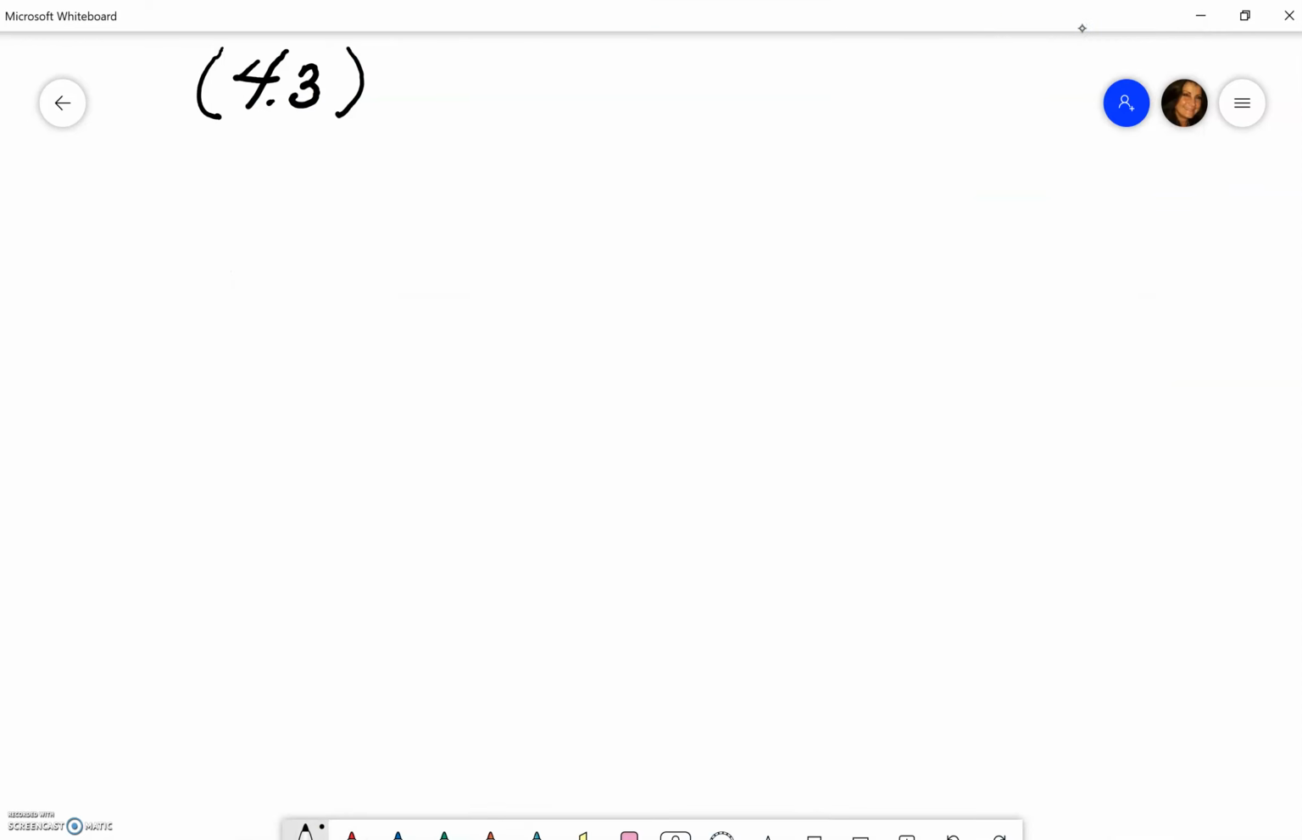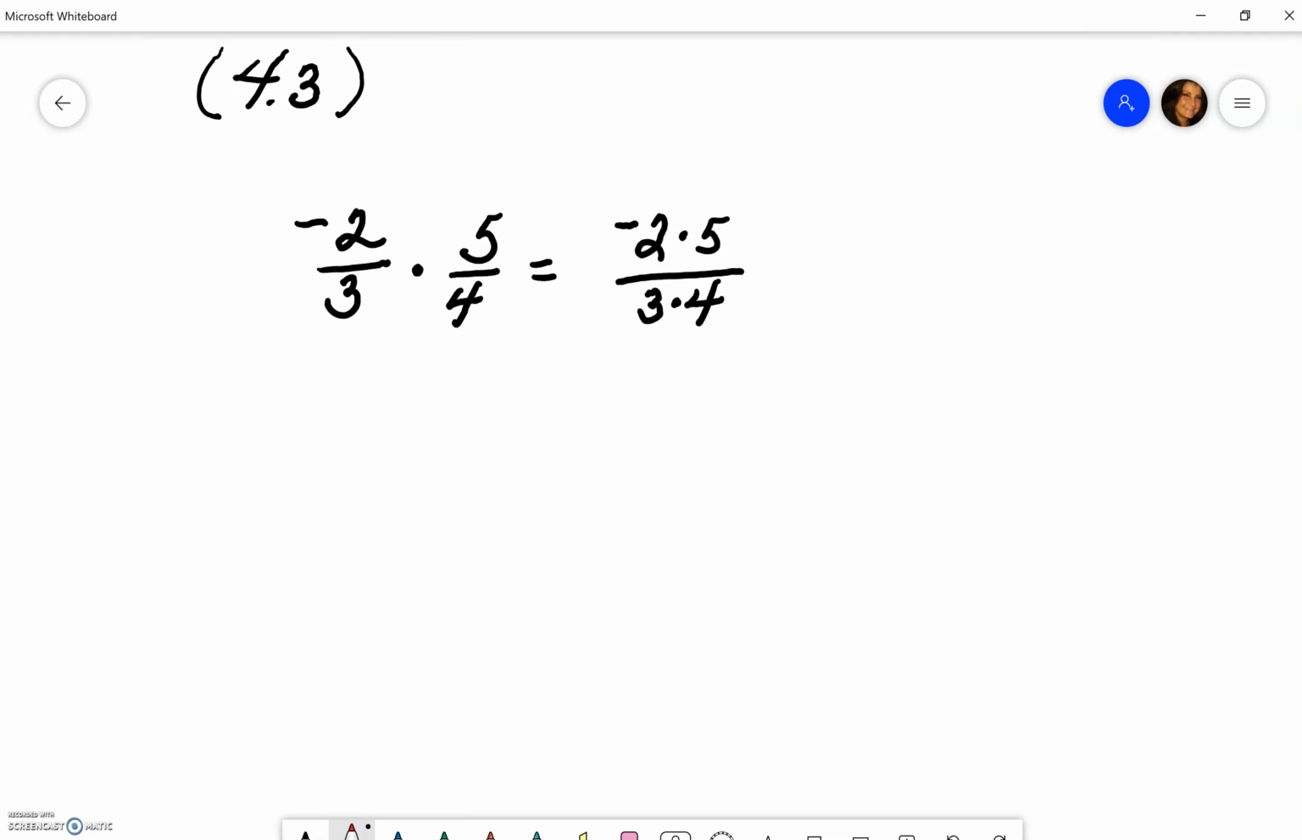Number 2 in 4.3, I have negative 2 over 3 multiplied by 5 over 4. The first step is to always rewrite it as one fraction. So I'm going to rewrite it as negative 2 times 5 over 3 times 4. Now the next step is what we did in section 4.2. What can we factor out so we can get something to divide out to 1?